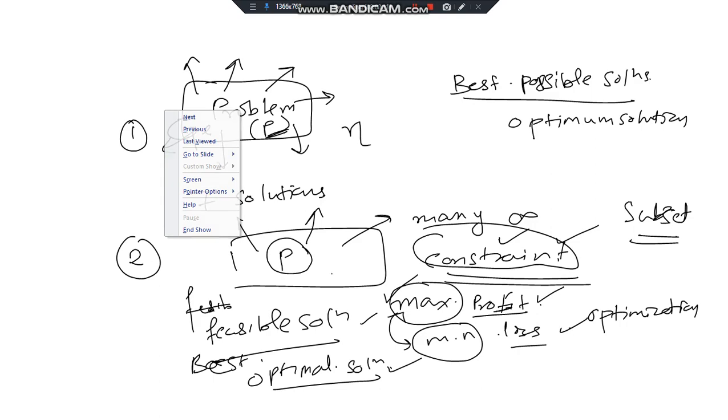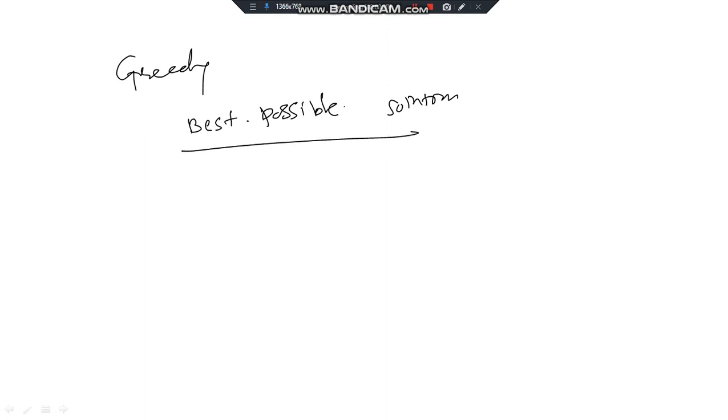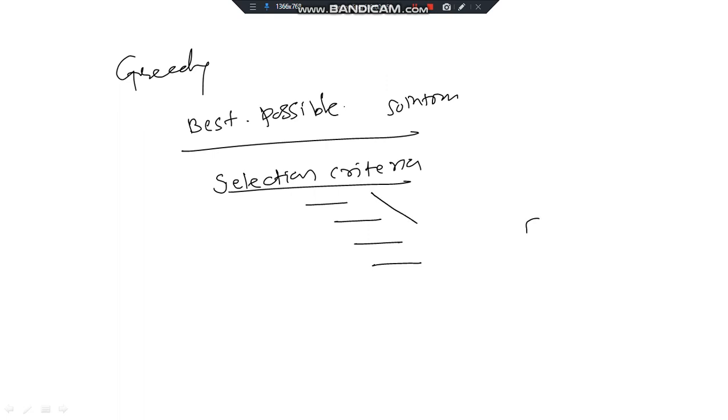Here it is. So greedy method selects the best possible solution, and the best possible solution is selected on the basis of some selection criteria. Greedy method chooses some selection criteria, and based on that, the selections will be done one by one to get the best possible solution. Once we start discussing the different algorithms, we will understand what the selection criteria is.